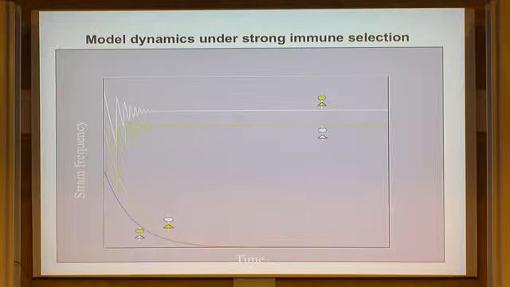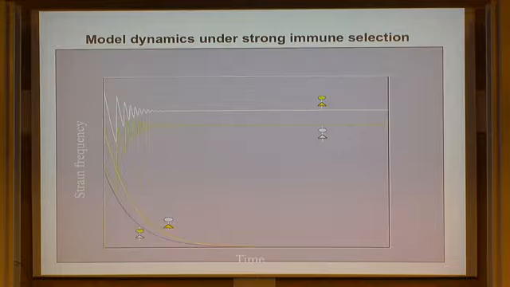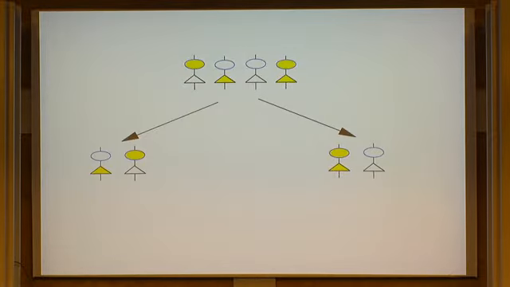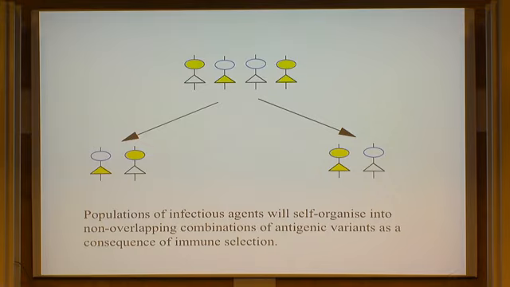What we've also shown actually is that if you have weak immune selection, you don't get any structure. Under quite a broad range of parameter space for gamma, what you do get is a flip between this and that, and you can actually get very strong chaotic dynamics as well. So we used that particular result to explain influenza and HIV and pathogens like that, but I'm not going to go there today, but we can talk about it. But under strong immune selection, you will get this self-organization into non-overlapping combinations of antigenic variants.